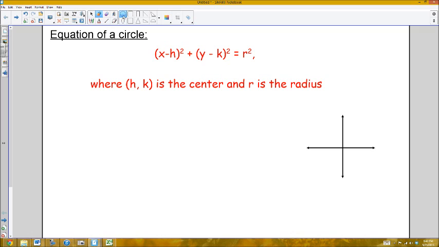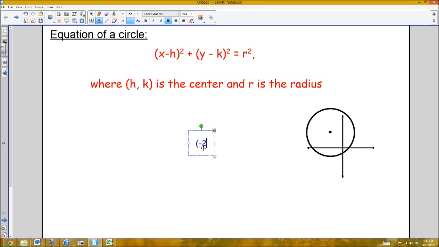So let's look at the circle. I'm going to take a circle and place its center here, and I'm going to draw the remainder of the circle here. So let's put some labels in here so we understand what we are talking about. This center can be represented by the numbers -2 and 3. So I'm going to place that here at the center of the circle.